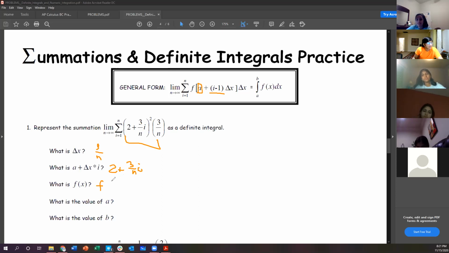X squared or n squared. x squared, right? F of x equals x squared, because this is the function. It's a plus delta xi, whatever it is, squared. Okay?